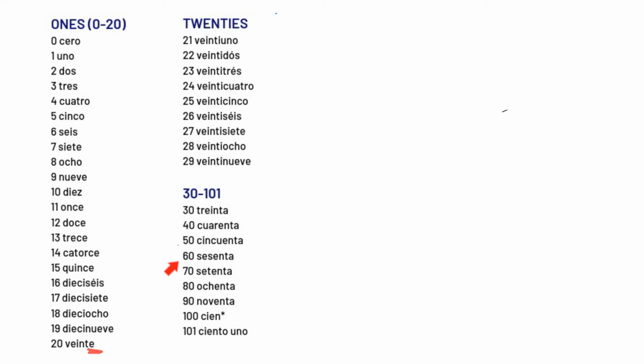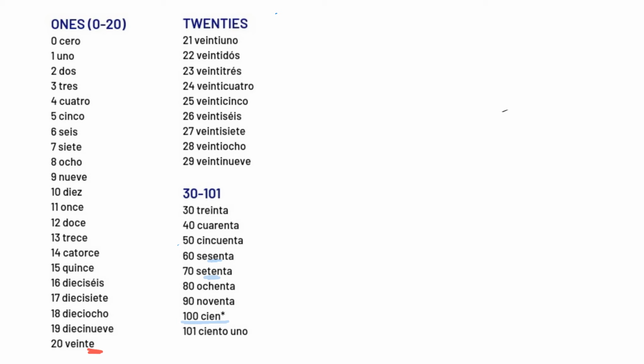The two that people typically have a harder time with are 60 and 70, sesenta and setenta, because there's really only one little letter separating these. So those tend to be harder to hear than the other ones. And then when you get to 100 exactly, it's going to be cien, only if it's exactly 100.